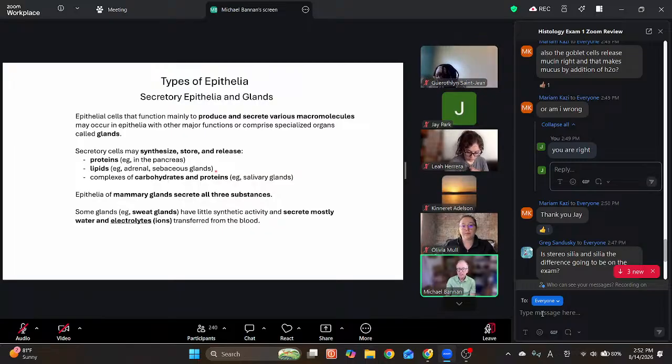Secretory cells synthesize, store, and release proteins. An example would be the pancreatic acinar cells. Lipids, like we see in the adrenal gland or the sebaceous glands of the skin, or carbohydrates and proteins, like we may see in salivary glands. The mammary glands secrete proteins, lipids, and carbohydrates, so they secrete all three of those types of substances. And the sweat glands don't synthesize much, but they mostly function to alter the water and electrolyte content of sweat. So they can make it more hypertonic or hypotonic, but they're not actually producing a secretion otherwise.